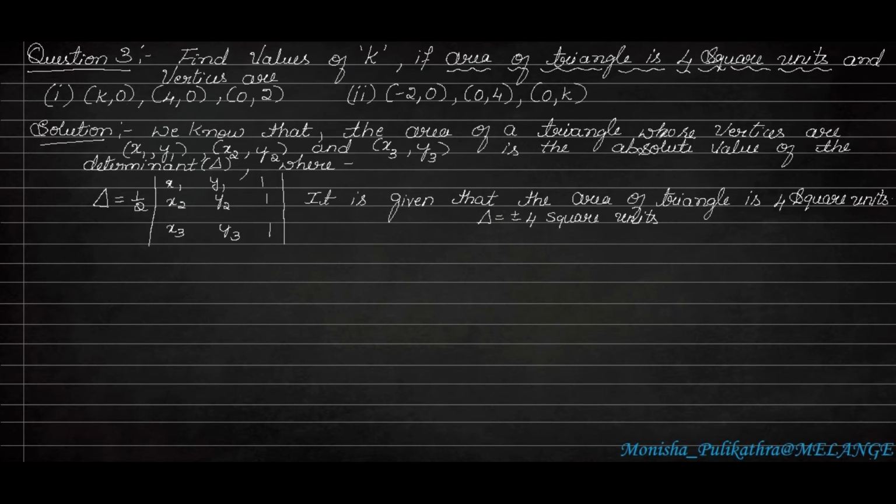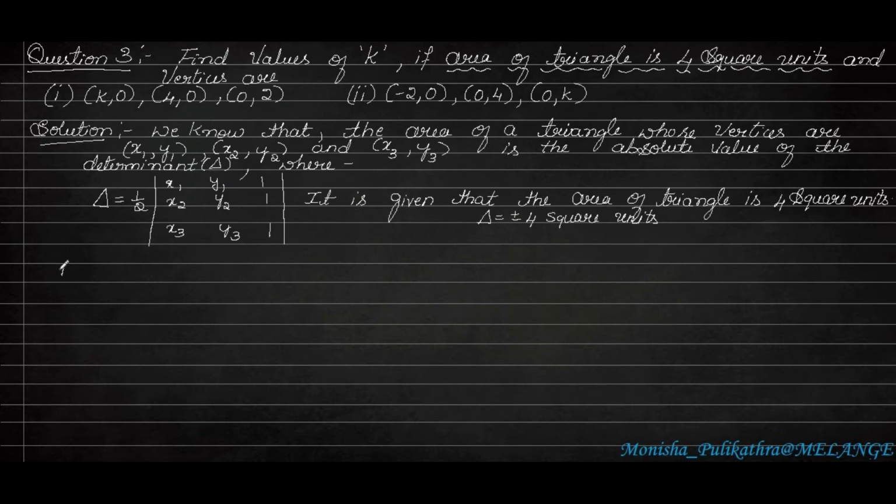So we know that the area of a triangle whose vertices are x1, y1, x2, y2 and x3, y3 is the absolute value of the determinant delta, where delta is half into this determinant. The first two columns are x1, y1, x2, y2, x3, y3, whereas the last column is written as 1, 1 and 1. Here in the question they have given the area of the triangle as 4 square units, and it can be plus or minus. So delta is equal to plus or minus 4 square units. We have to find the value of k here.